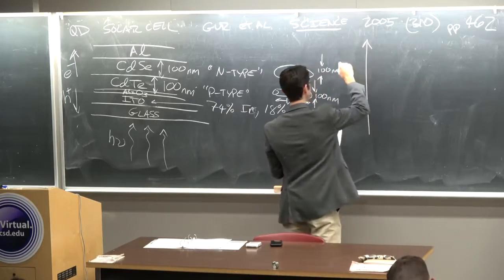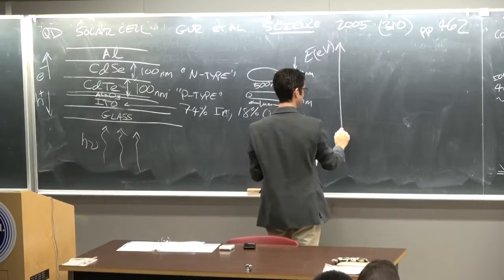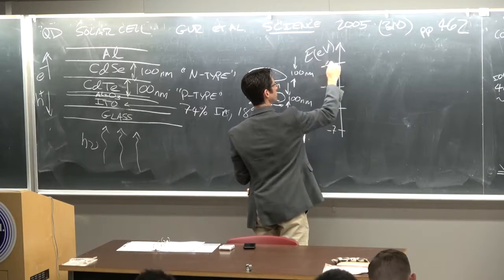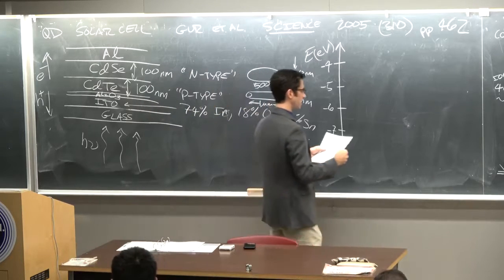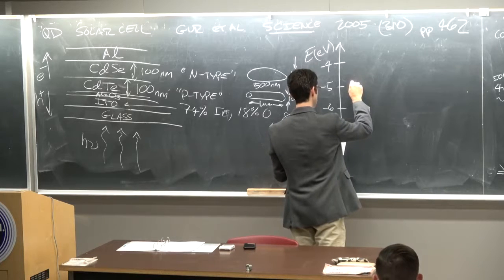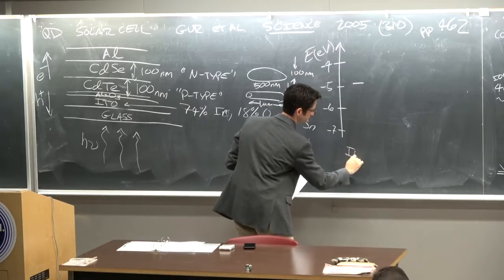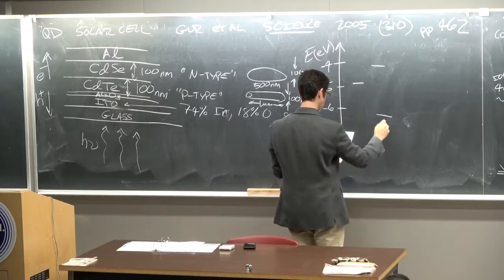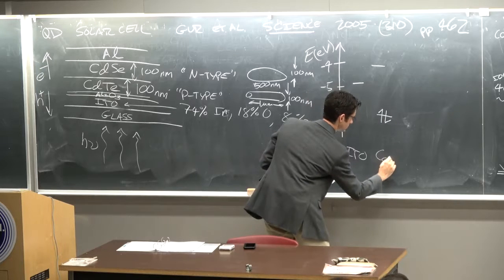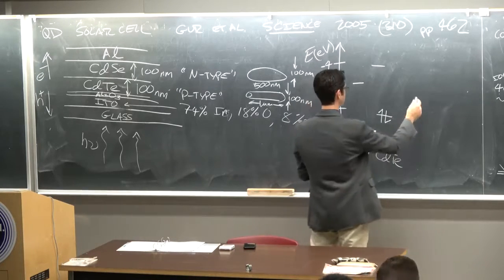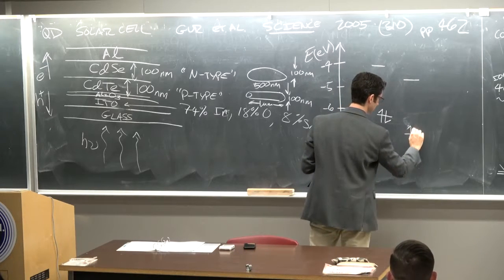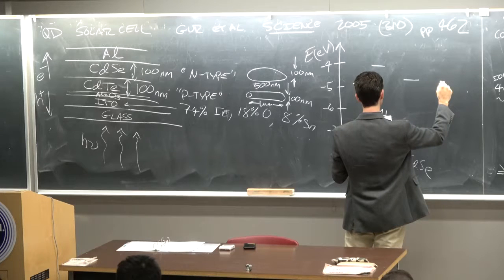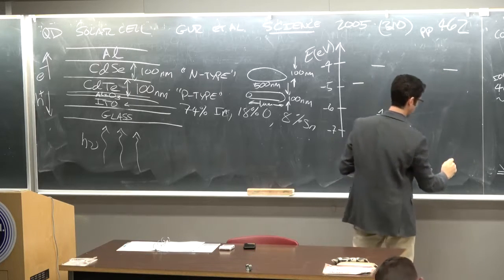Now, if you look at the energies in electron volts, what we have is the work function of the ITO. Then we draw the band edges of the N and P type materials. So this is the cadmium telluride nanoparticles here, and then somewhere around here we have the cadmium selenide. And then we have the work function of the aluminum, which is somewhere around here.